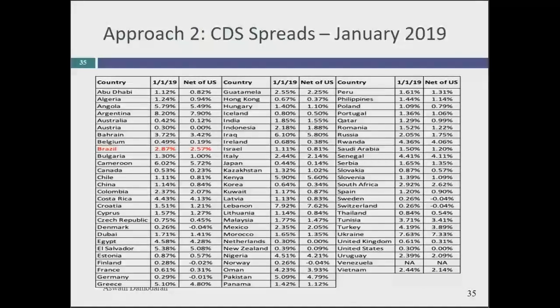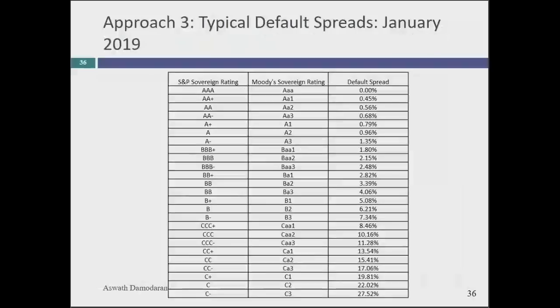So let me pause right there. If I asked you what the default spread for Brazil is at this point, you can say it's either 1.3% or 2.57% if you net out the spread. I'm not quite done. Let's try the third approach. Third approach, I take the rating for Brazil, which is Baa2, and this is the lookup table that I updated at the start of this year. So I've given you both S&P ratings and Moody's ratings depending on which rating you have. A Baa2 rated country has a default spread of 2.15%.